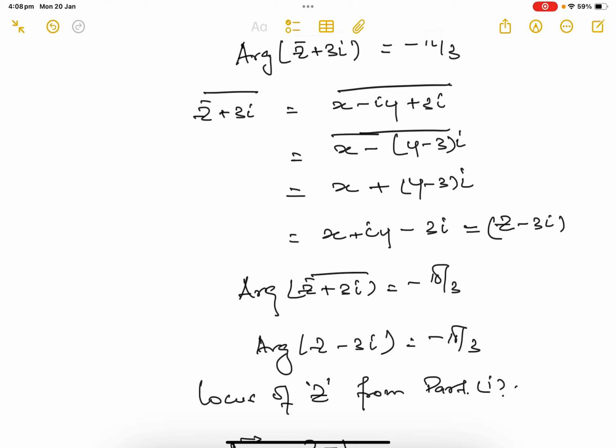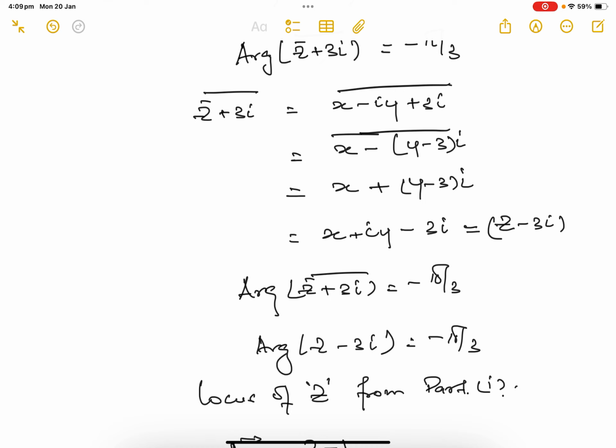So remove the bar, just make that minus to plus. So now without the bar on the top, this has become x plus i(y minus 3). Now separate that: x plus iy minus 3i. That is, x plus iy is z, minus 3i. Yeah, this is what we had in the first part.